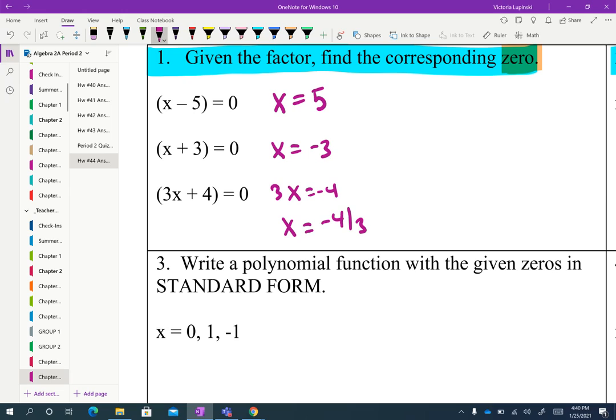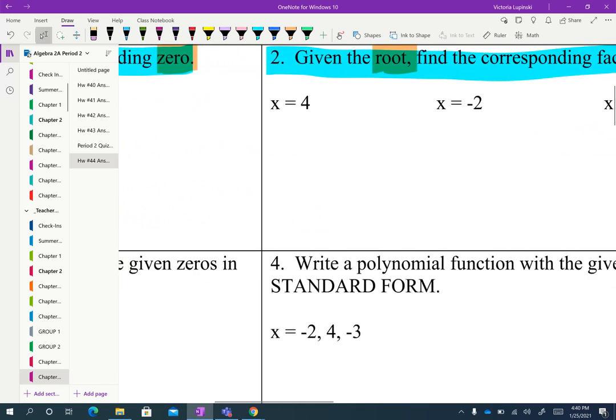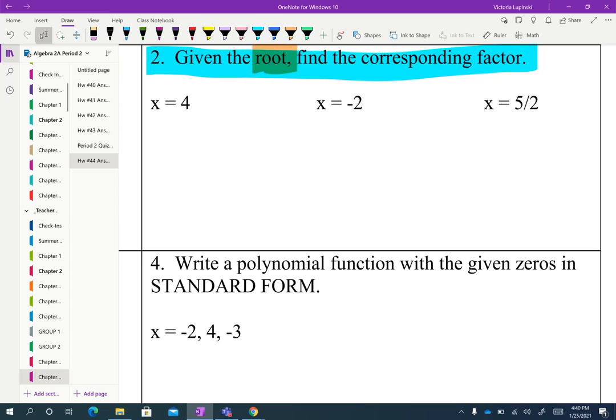So again, notice that your answer is always opposite in sign. And then for something where there's a coefficient other than 1, like the last one, you just have to do that additional step. Over here in number 2, you're being asked to do the opposite. So given the root, find the corresponding factor.